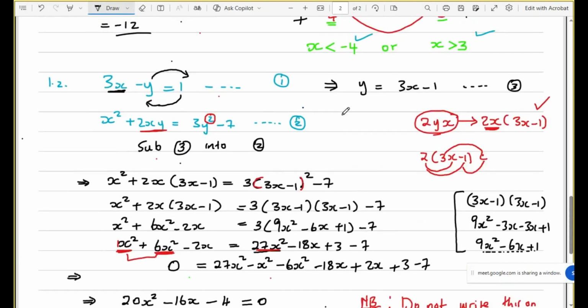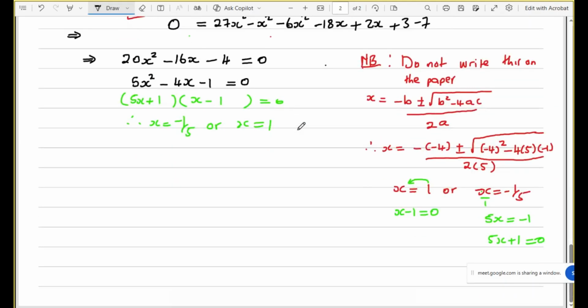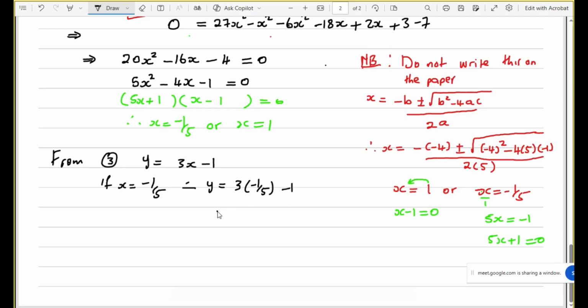We need to go back and find y using equation 3. Okay, so from equation 3, we set y is equal to 3x minus 1. So if x is equal to minus 1 over 5, therefore y will be 3 into, where there's x, I substitute minus 1 over 5 to find the corresponding y value.